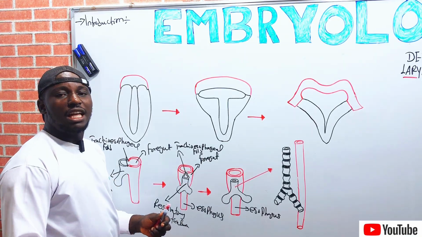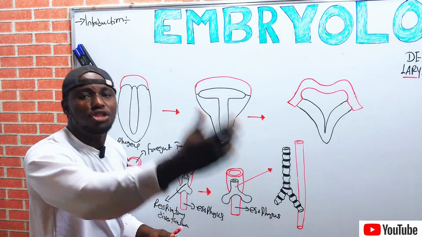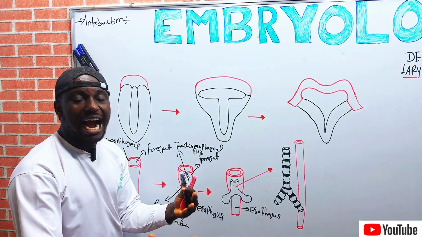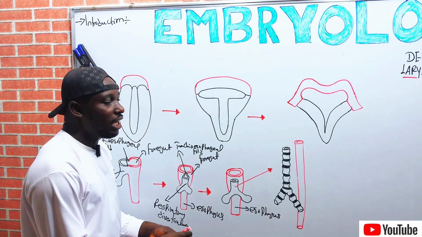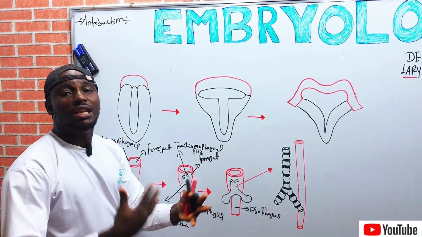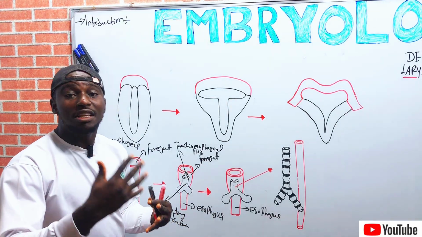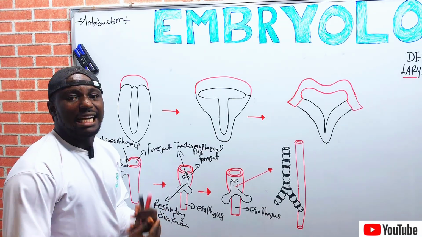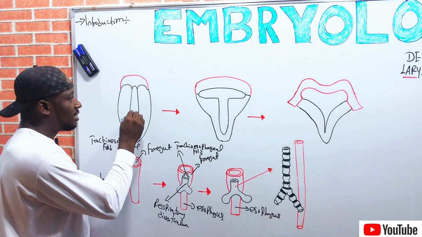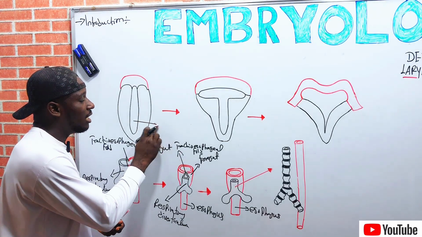But the cranial aspect of the laryngotracheal diverticulum remains open, thereby forming a communication between the primitive pharynx and the laryngotracheal diverticulum. Once there's a communication between its cranial aspect and the primitive pharynx, they create an inlet. That inlet is called the laryngeal inlet, or the laryngeal orifice. Look at it here. This is that inlet.